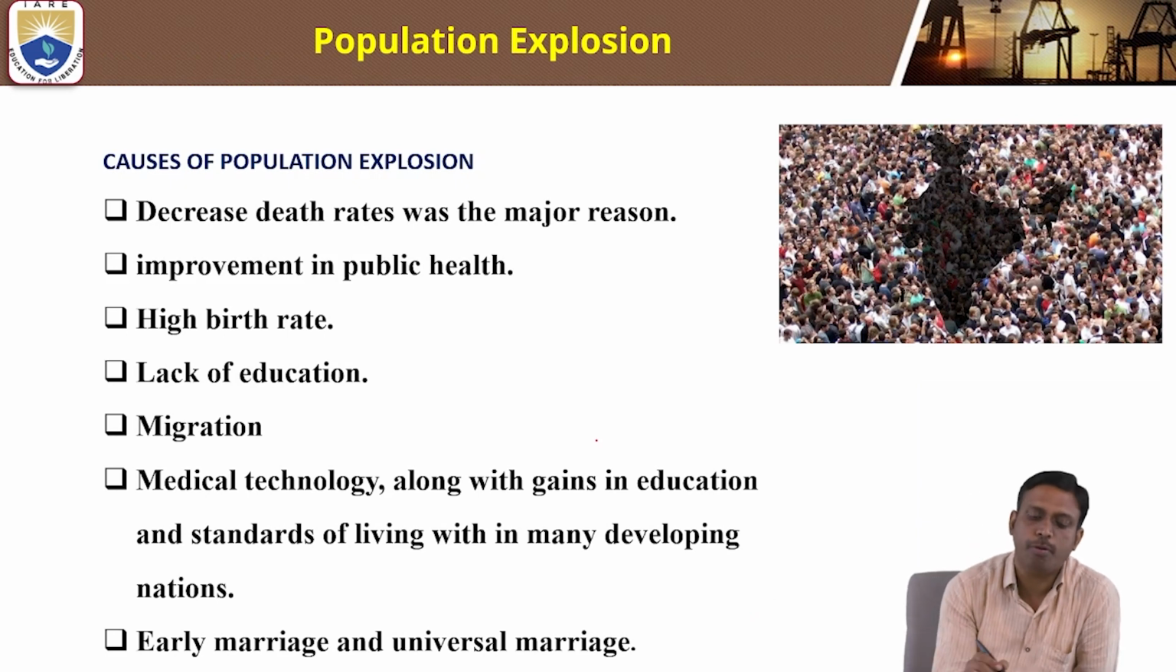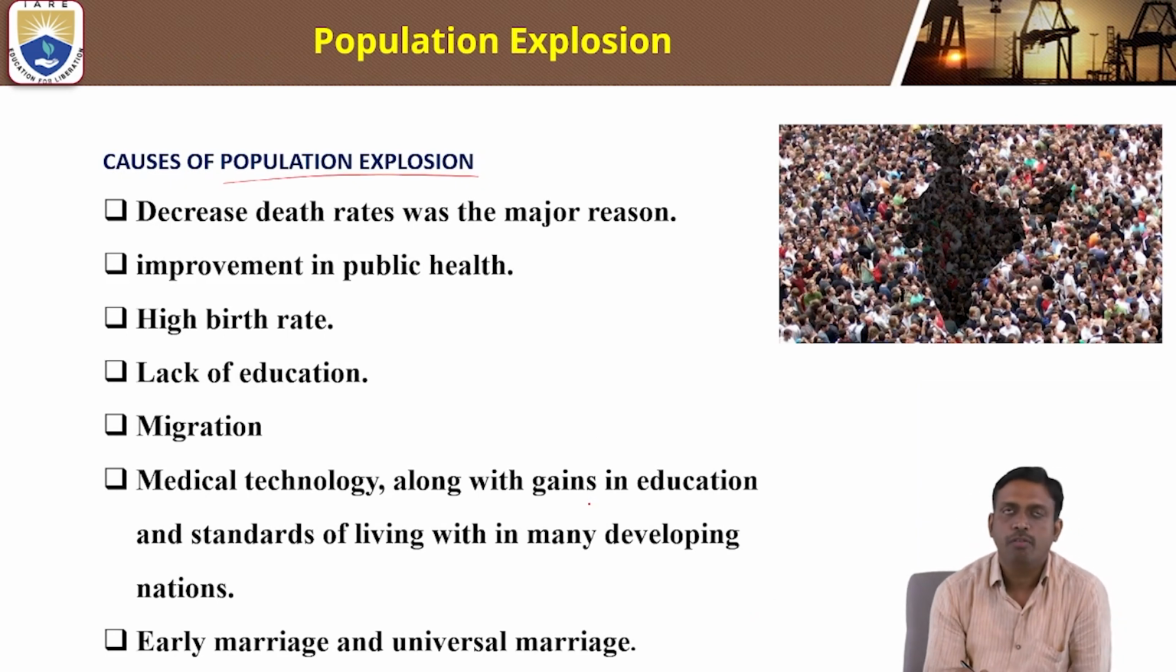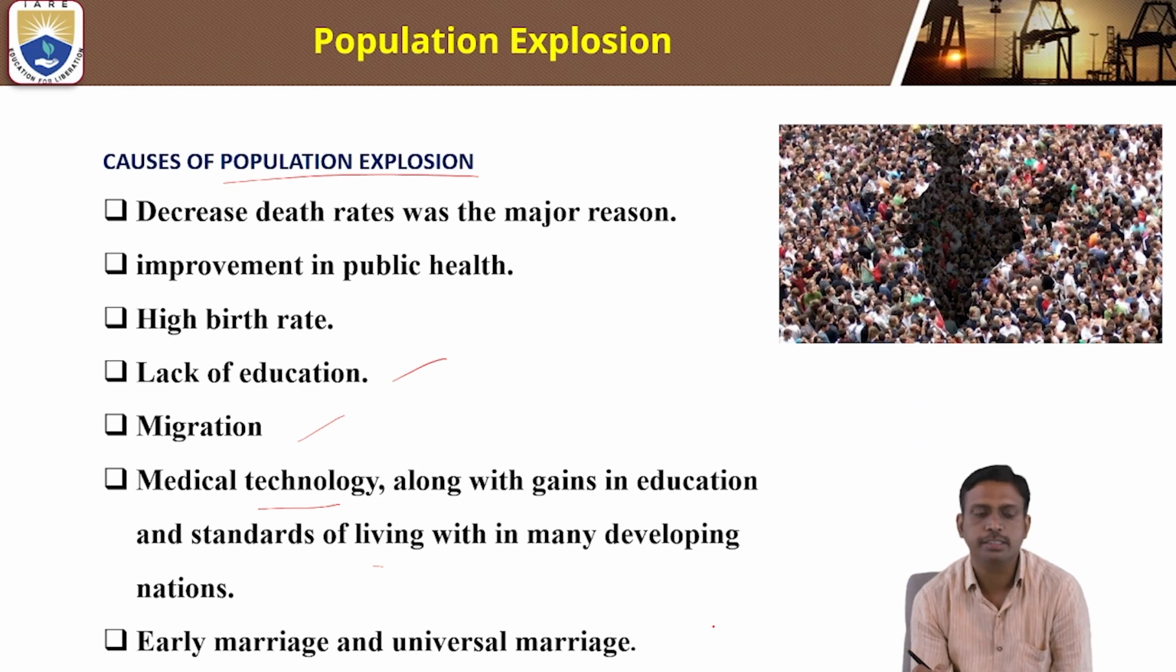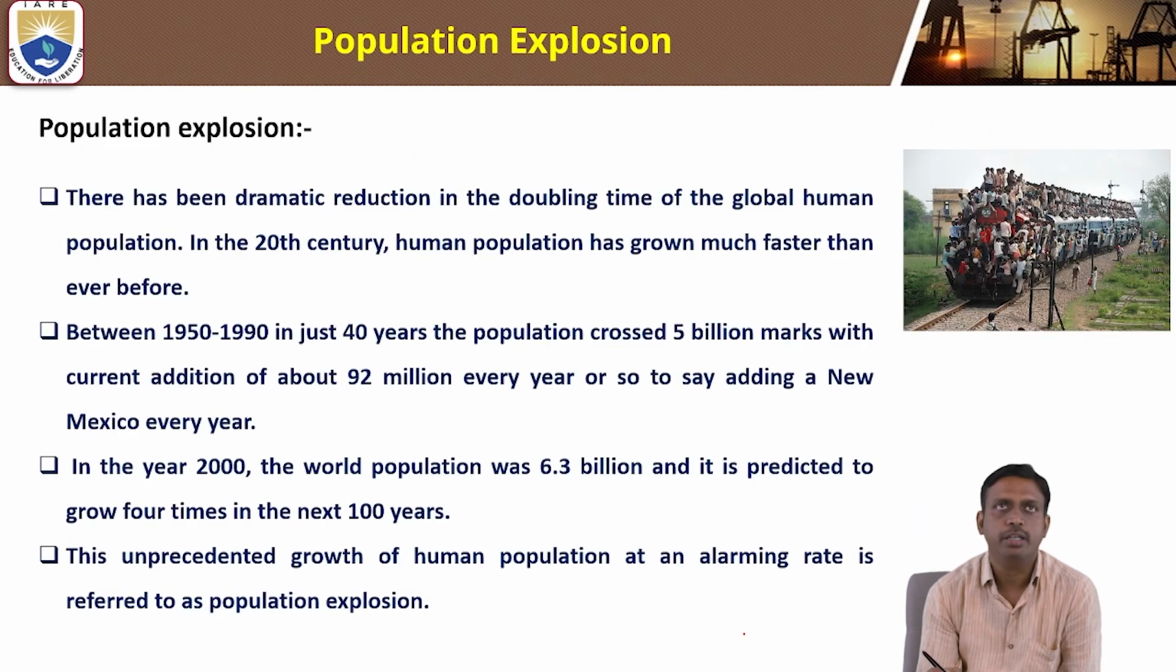What are the causes of population explosion? What happens if the increase in the population takes place? Decrease in the death rate was one of the major reasons. Improvement in public health, high birth rate, lack of education, migration, medical technology, along with the gains in education and standards of living in many developing nations, early marriage and universal marriages. These are the causes of population explosion.